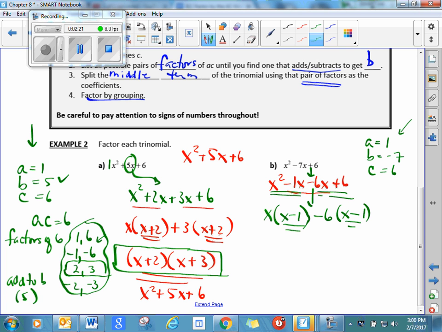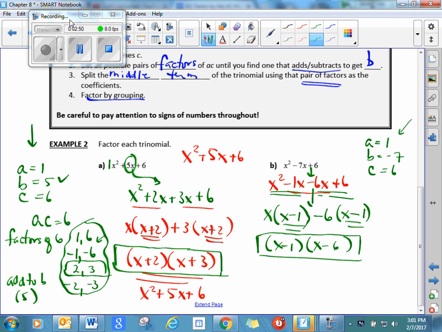Now, I factor again. I take out the common factor, x minus 1. What does that leave me with? X minus 6. And this is my answer. So although my A and my C were the same as this problem right here, you can see because the B is wildly different, my answers are wildly different. But you can multiply back and satisfy yourself that you can FOIL this thing back or double distribute and get back to where we started from.